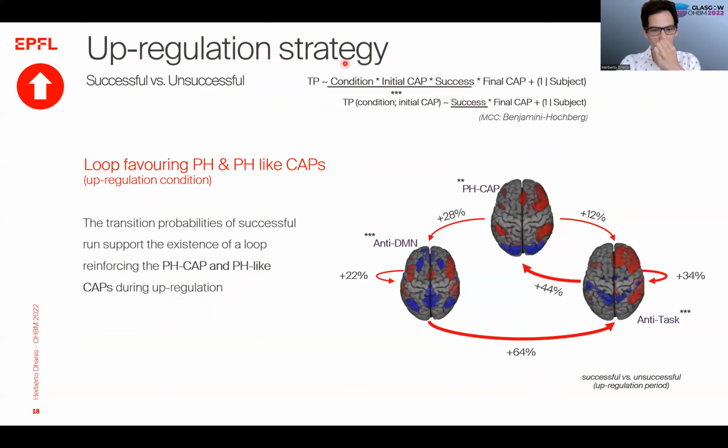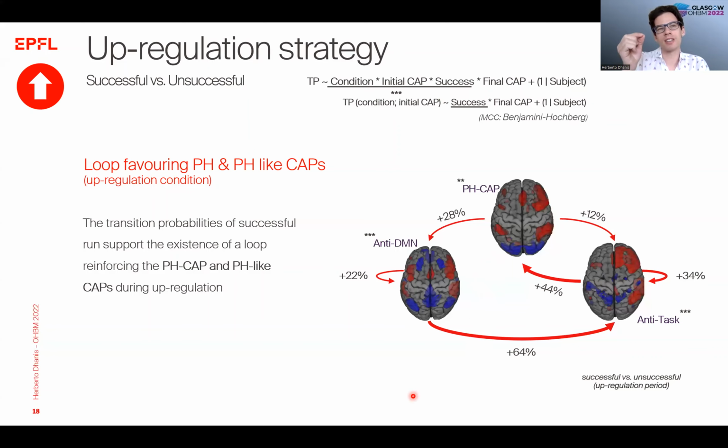Before I start, I want to quickly say that you always have the models here on top. And again, we looked at transition probabilities, TP, occurrences, or average durations. So our first upregulation strategy compares, obviously, successful versus unsuccessful runs. And what we see is that in successful runs, participants learn to shift their transition probabilities from the presence hallucination CAP to the two co-activation patterns that have overlapping activations with the presence hallucination network.